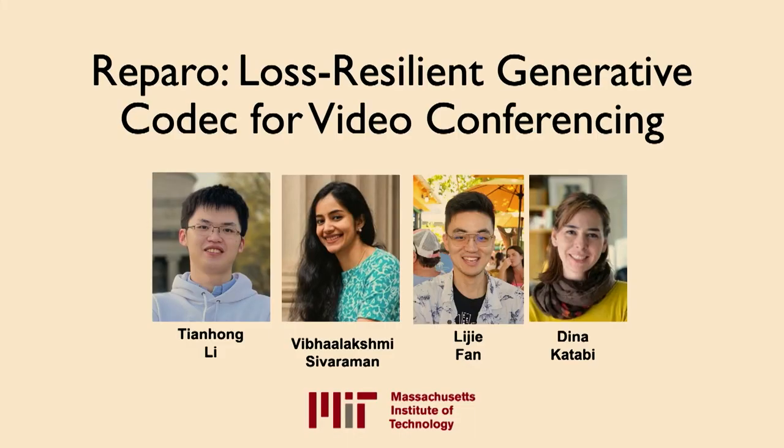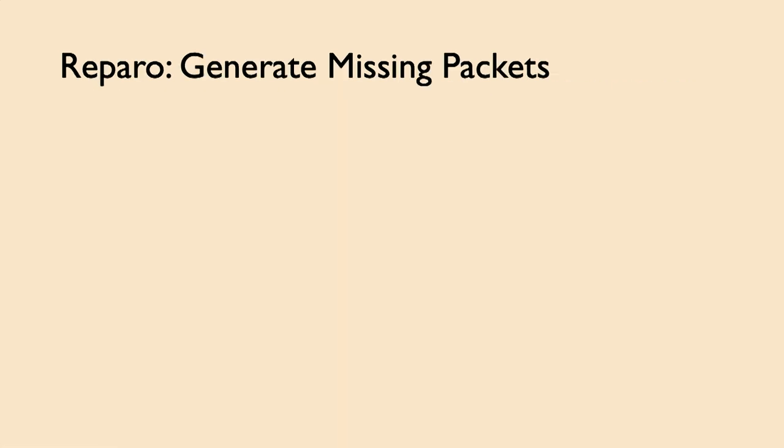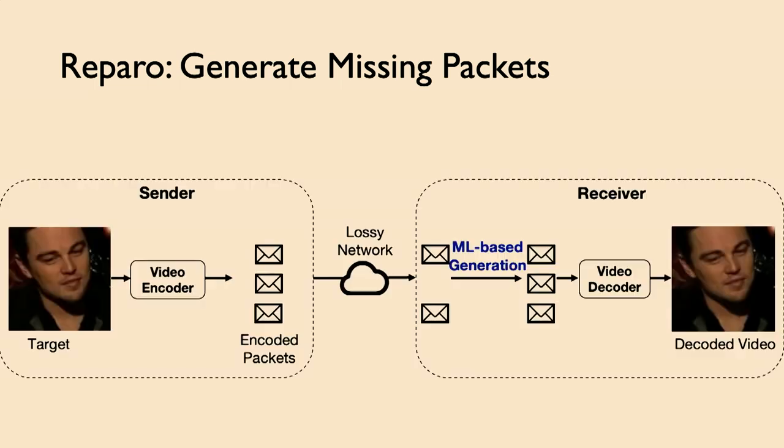In this recent project, we've been working on a codec called Reparo that uses generative AI techniques to recover from packet loss. The high-level idea is, again, we have a model that basically has an understanding of how things should look in video, in the visual world. So if we're missing some packets, we don't resend them, and we don't add redundancy to recover them. We have a machine learning model predict what the missing information is, essentially.